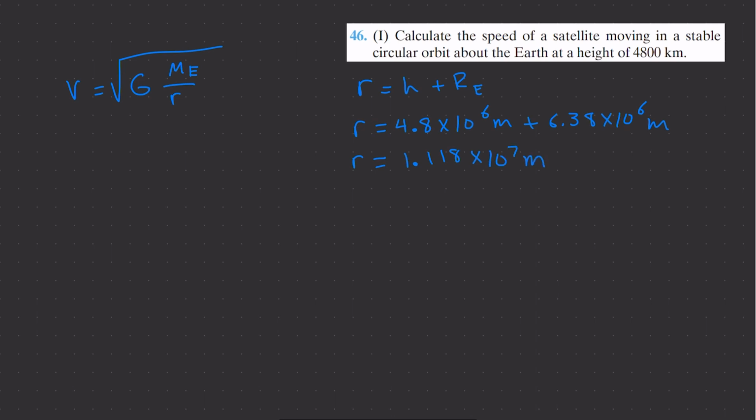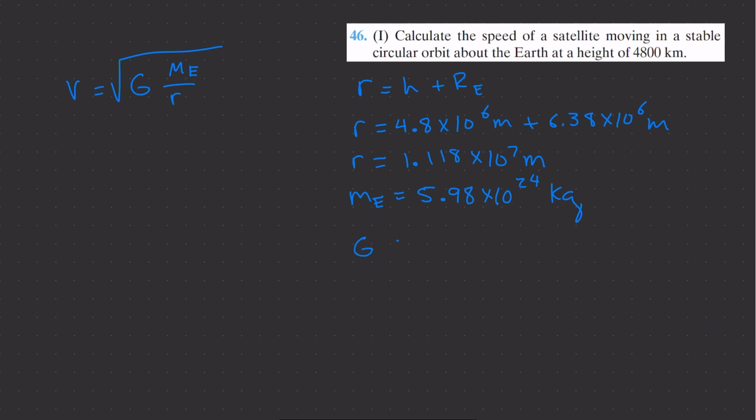Okay, so now we have R, and of course we know the mass of the Earth, and that's another number that you're going to want to get comfortable with remembering. That's going to be most usually 5.98 times 10 to the power of 24 kilograms. Everything is currently in SI, so we're very good.